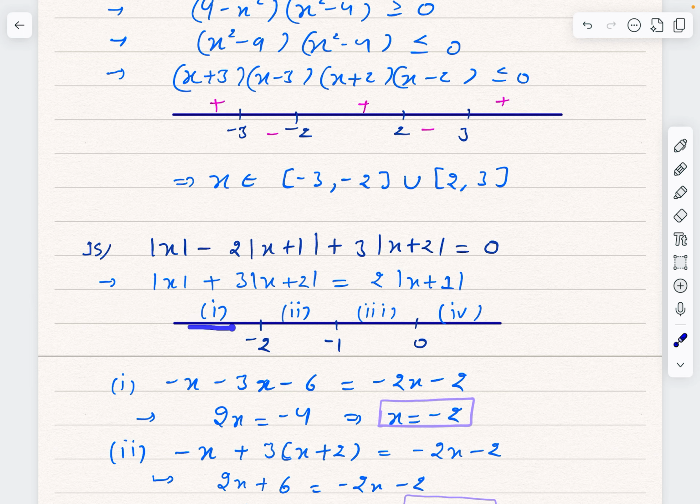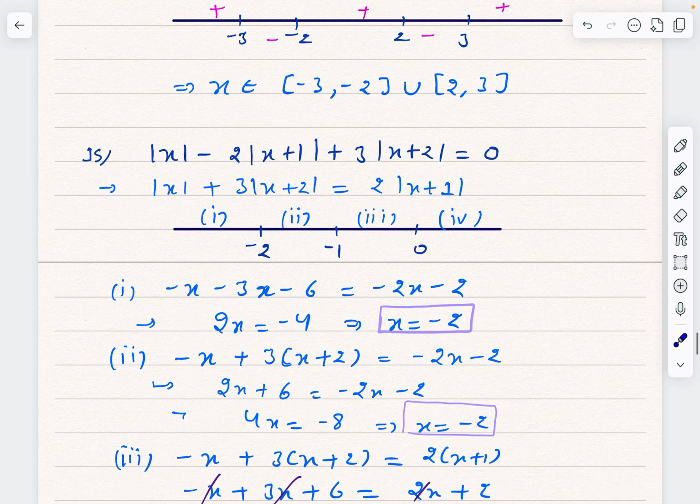First interval less than minus 2. Second interval between minus 2 and minus 1. Third interval minus 1 and 0. Fourth interval is after 0. Now, in the first interval, when x is less than minus 2, you will see mod x: if x is less than minus 2, that means this x is negative, so mod x will open with a negative sign. Okay, and I have done one thing here. I'll send this to the right side. So we have mod x plus 3 mod x plus 2 equal to 2 mod x plus 1. This equation we will be solving.